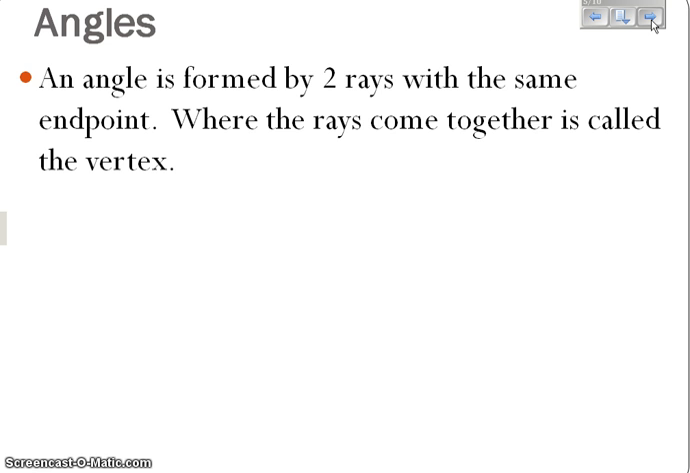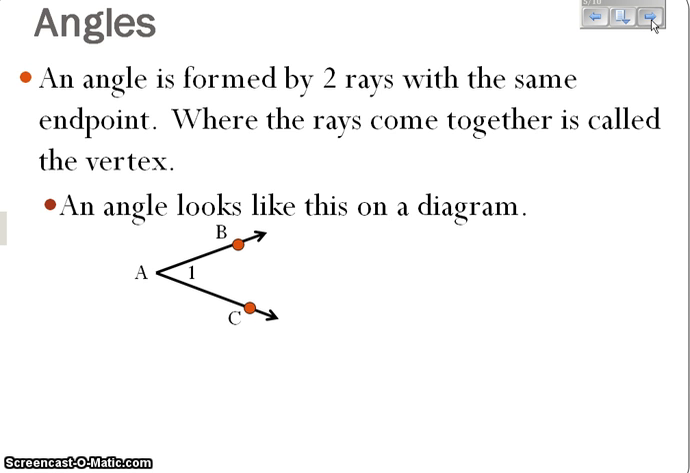Okay, now let's talk about angles. An angle is formed by two rays with the same endpoint. Where the rays come together is called the vertex. So if we look at this angle, we've got ray AB and ray AC, and they come together at point A. So A is the vertex.